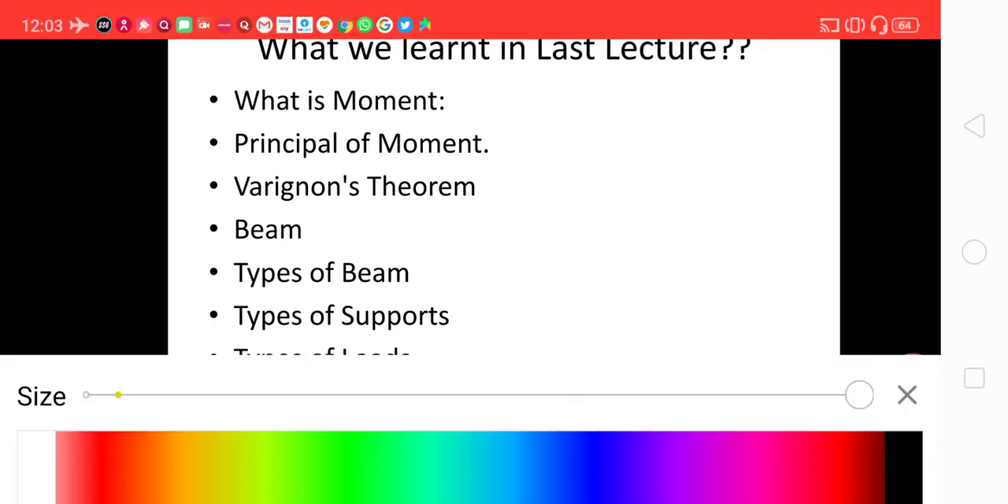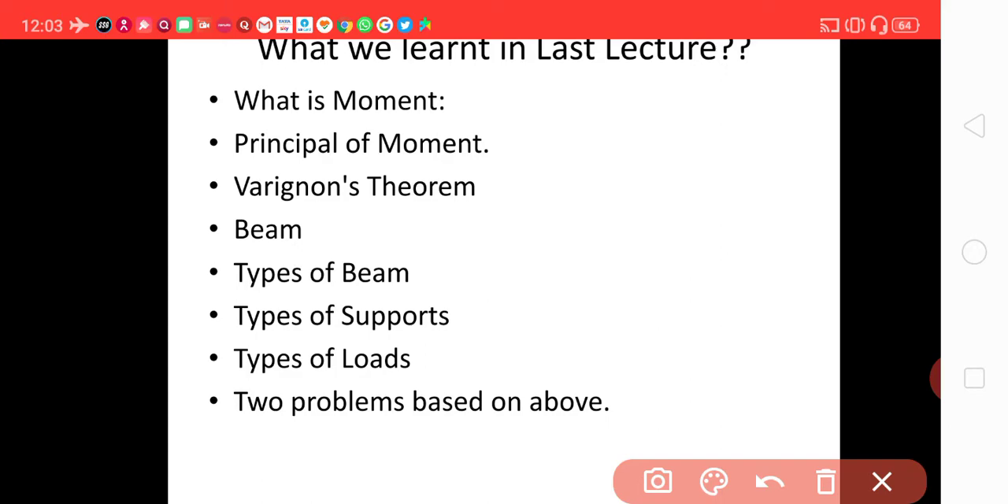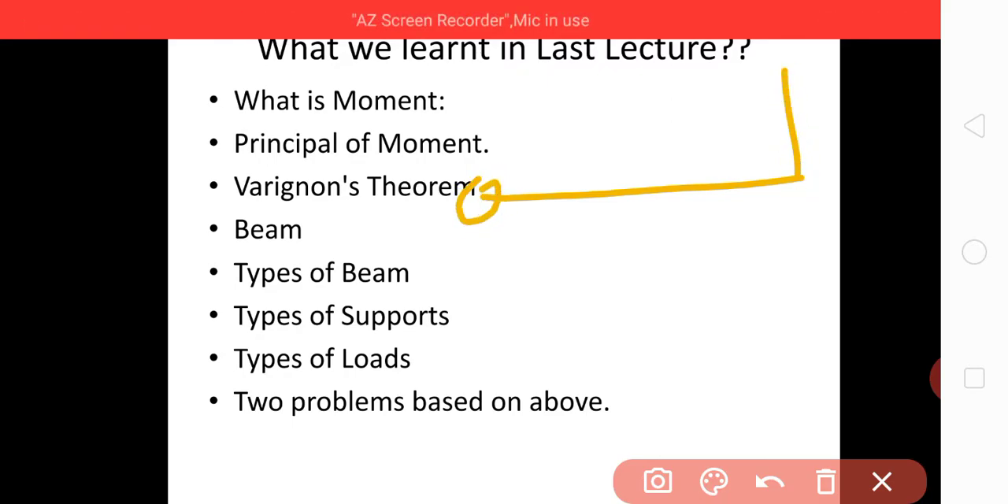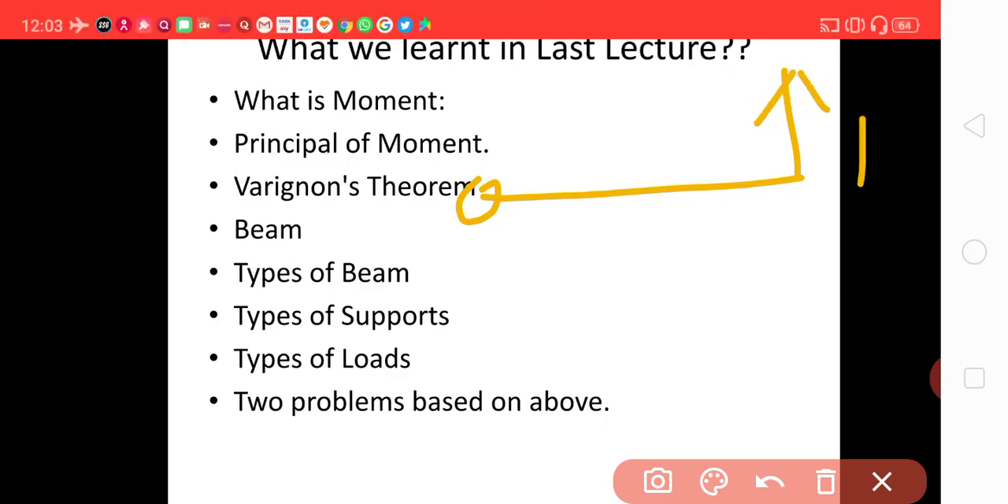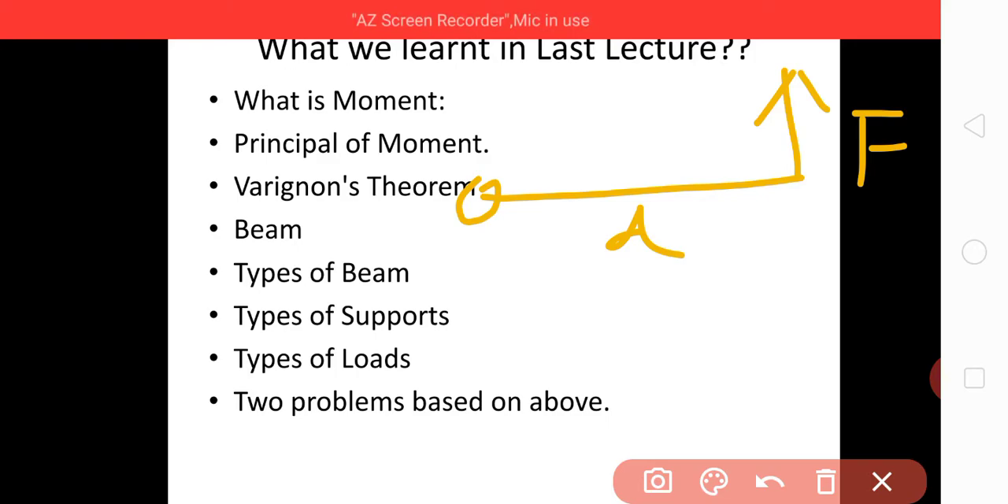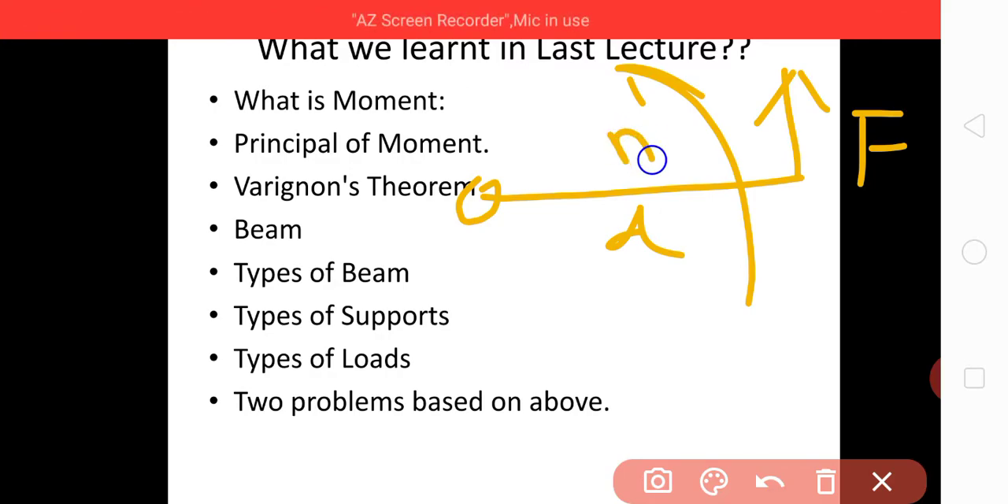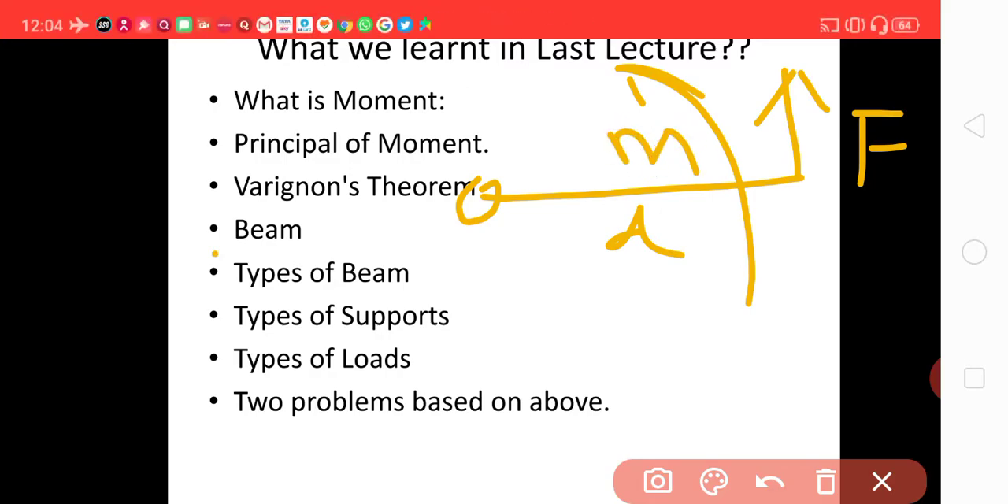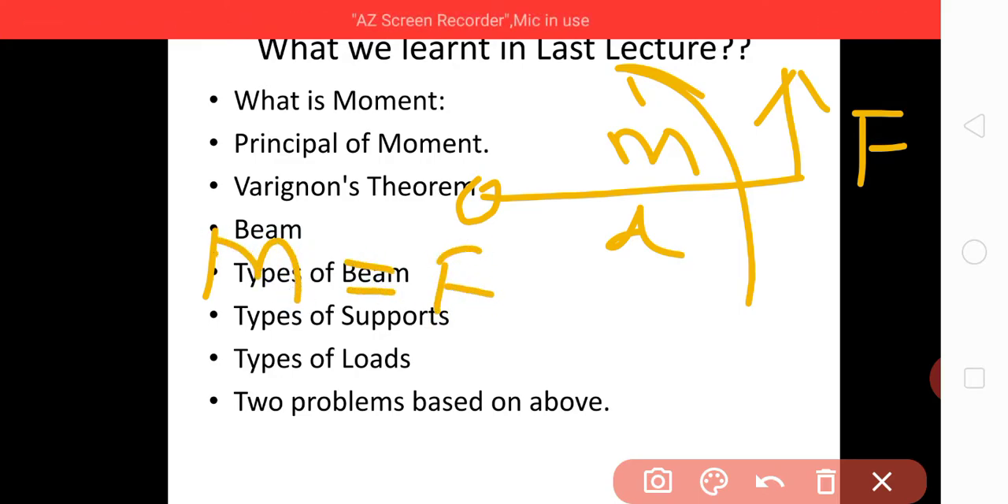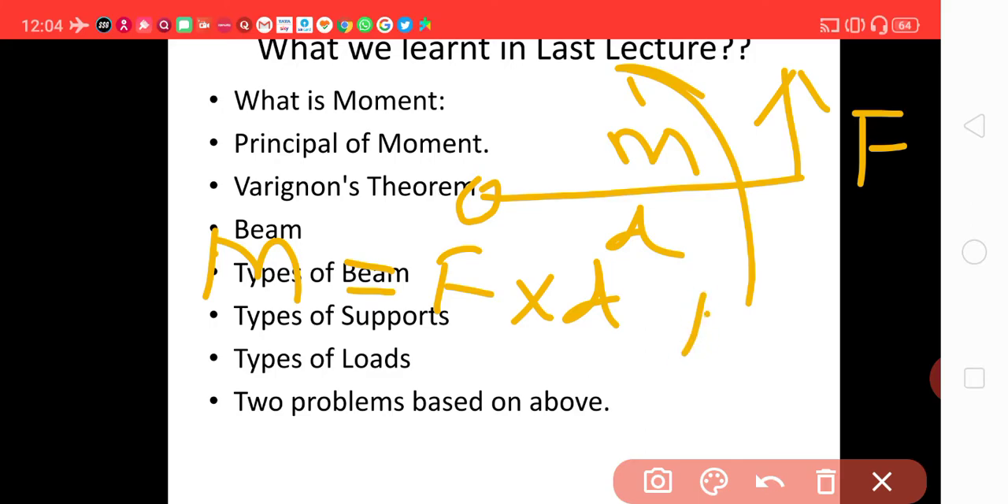Now, let us recollect moment. The turning effect of a force is called moment. For example, there is a lever, and this is the moment center about which it is rotating, and we apply a force, say F, like this. And this vertical distance is D. Then this lever will tend to rotate counterclockwise. This is called M. Then we define M equal to force into vertical distance, and the unit becomes Newton meter.